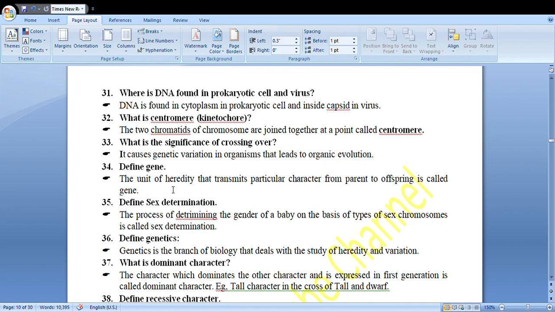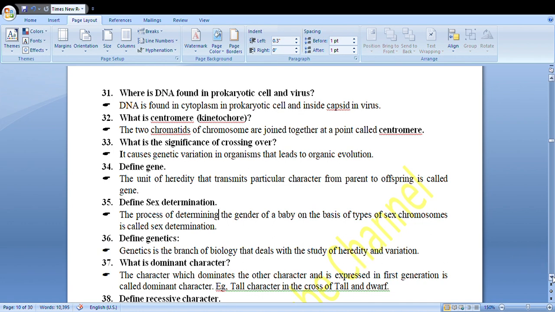Define gene. The unit of heredity that transmits particular character from parents to offspring is called gene. Define sex determination. The process of determining a gender of a baby on the basis of types of sex chromosome is called sex determination. Define genetics. Genetics is the branch of biology that deals with the study of heredity and variation.